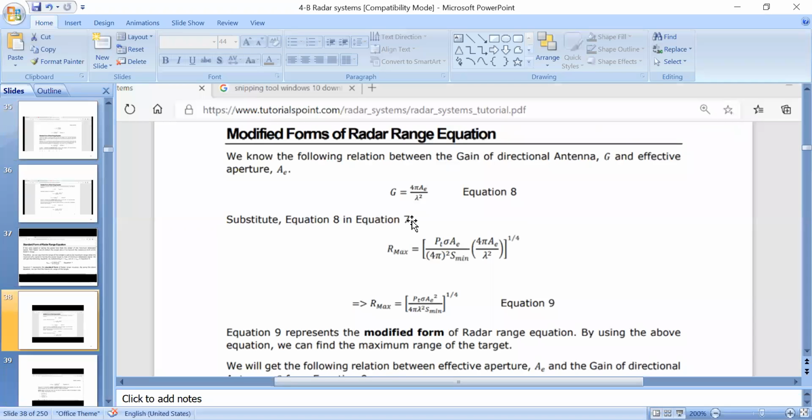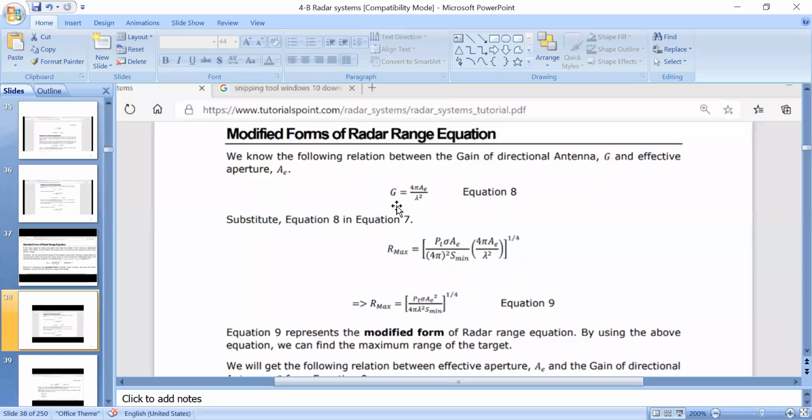Now today's class is modified forms of radar range equation. Consider the standard form of radar range equation and substitute the formula for gain into it, then it becomes one of the modified forms of radar range equation. It is a very simple concept. Consider the standard form of radar range equation. In that, we have PT G sigma AE. So in that G, substitute the formula for G.